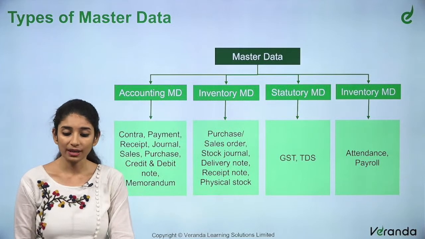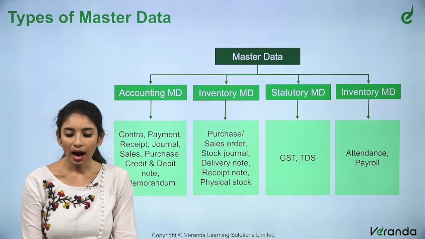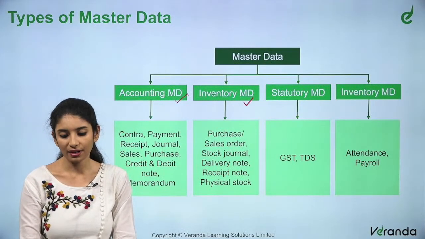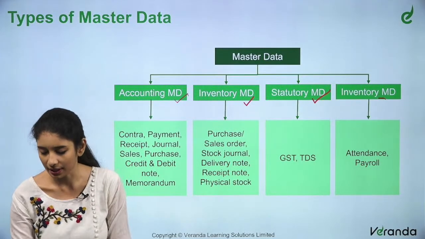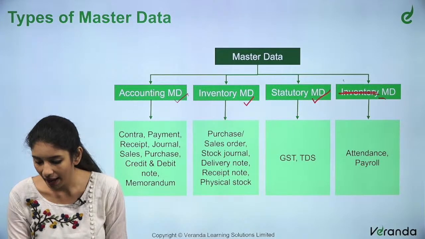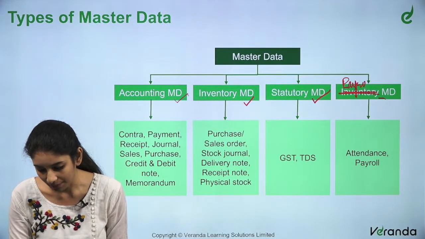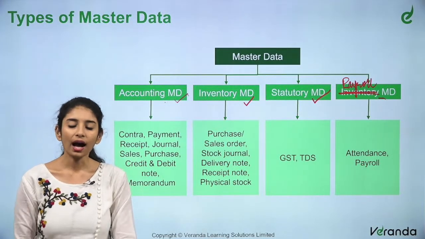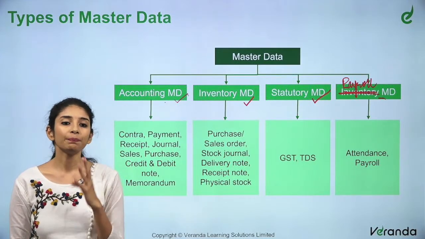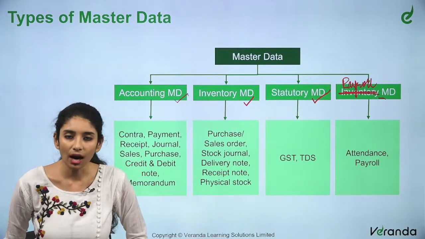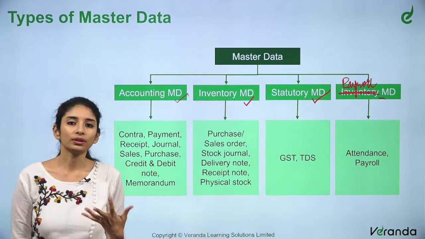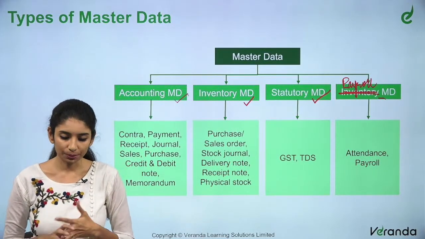What are the types of master data that we are going to study? Accounting master data, inventory master data, statutory master data and payroll master data. Accounting, inventory, statutory, payroll. Under the accounting master data, you all know the types of accounting journals that are possible.